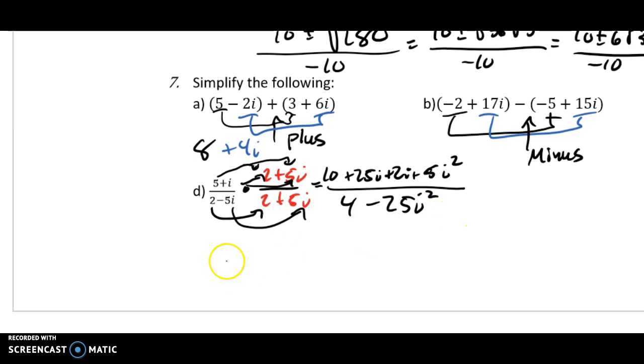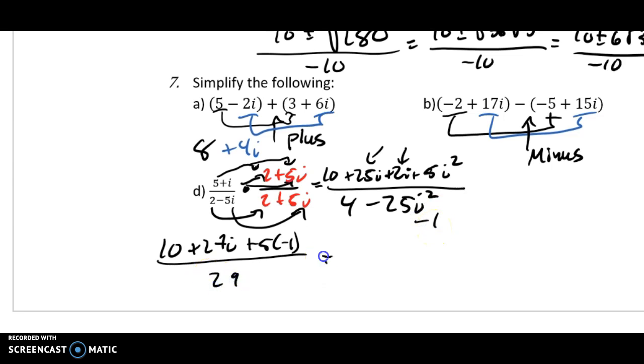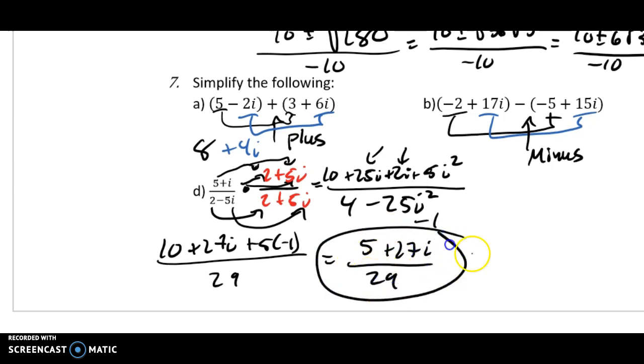So we're going to simplify now. We have like terms in the middle here, these 2 here. So we have 10 plus 27i plus 5 times negative 1 here because of that. And then we have a negative 1 there, which is going to make 29 on the denominator. So when I put these together, I get 5 plus 27i over 29. Again, if this was the SAT, they would break it apart.